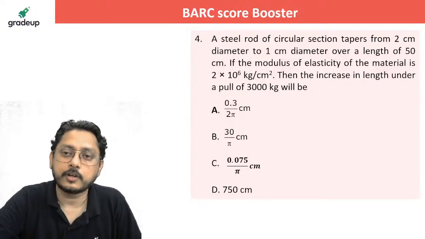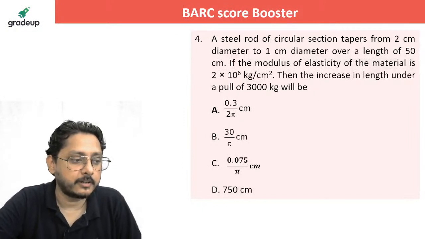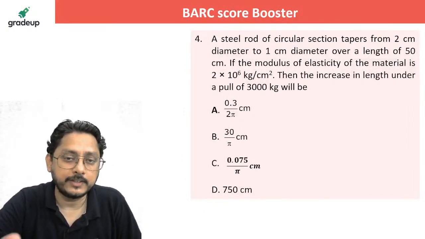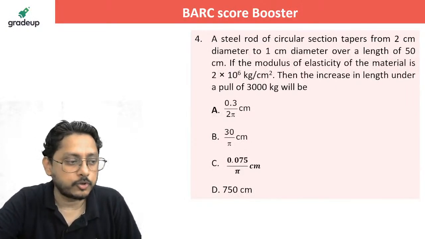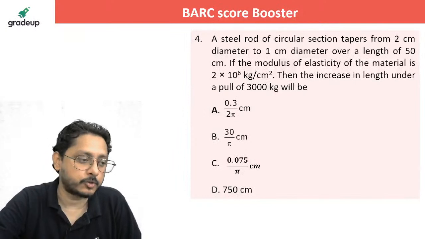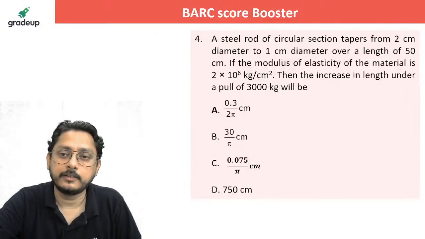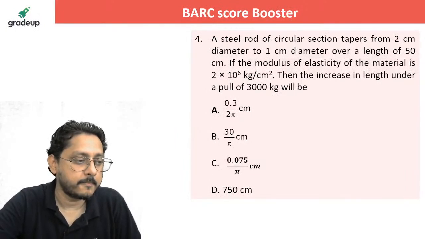A steel rod of circular section tapers from 2 cm diameter to 1 cm over a length of 50 cm. If the modulus of elasticity of the material is 2 into 10 raised to 6 kg per centimeter square, then the increase in length under a pull of 3000 kg will be. Which one will be the correct one here?